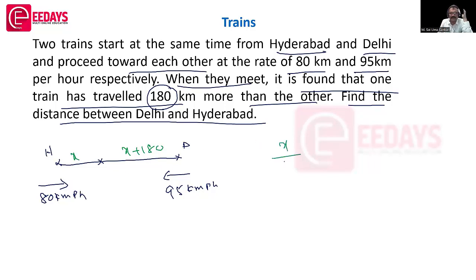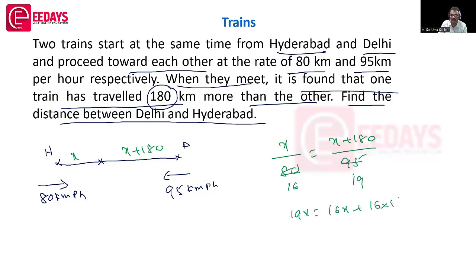టోటల్ డిస్టెన్స్ ఎక్స్ బై స్పీడ్ అంతా 80 kilometers per hour. ఓకే, this is equal to x plus 180 by 95 kilometers per hour. Both times are same. Here we know the first train speed 80, second train speed 95. Okay, what we required? Find the distance between both trains. So this is equal to 16 and this is equal to 19. 19x is equal to 16x plus 16 into 180. So 3x is equal to 16 into 180. So this is equal to how much? 960. So what is the x?